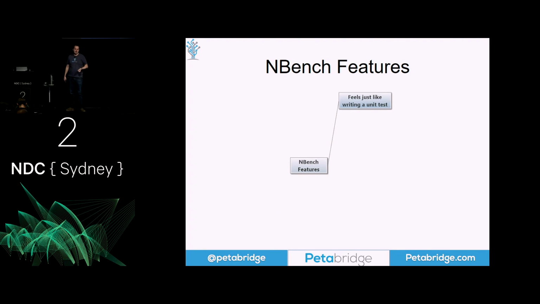What NBench really offers is an API that feels a lot like writing a unit test. The real idea behind NBench is the concept of a performance specification. I'm going to go ahead and basically dictate that this piece of code is going to be able to execute n number of operations per second.